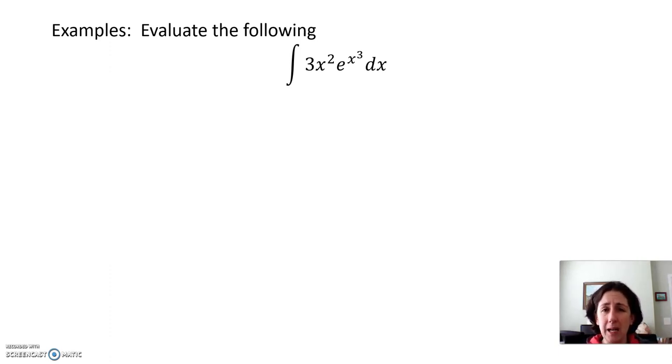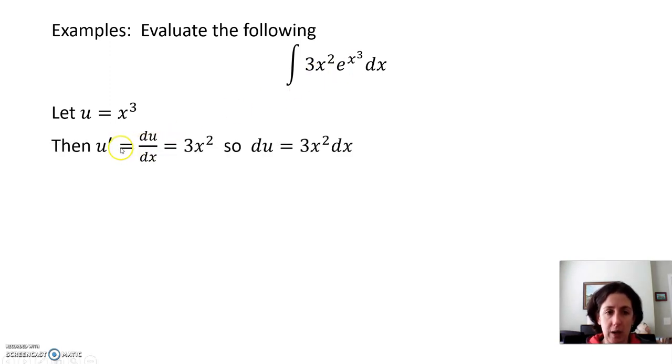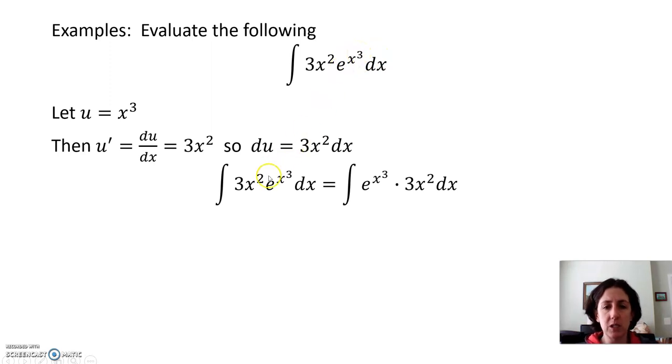So we need to make this into something that we can easily integrate. And we need to try to pick it so that whatever we pick for our u, when we take the derivative, we can somehow see the derivative in there. So what we're going to do here is take this x cubed and pick that to be our u. Then the derivative of x cubed is 3x squared. So u prime, which is du over dx, is 3x squared. Solving for du, that's 3x squared dx.